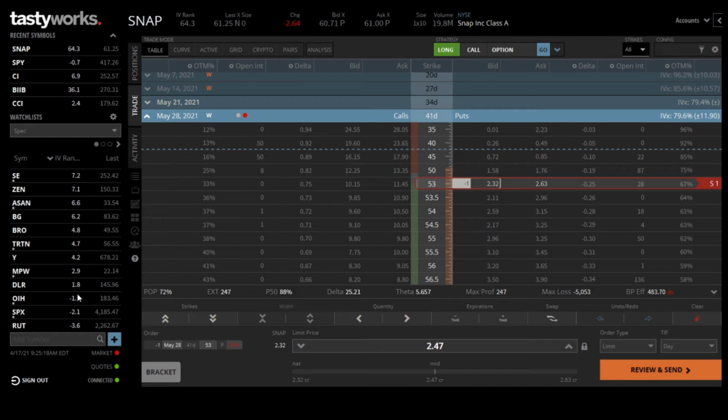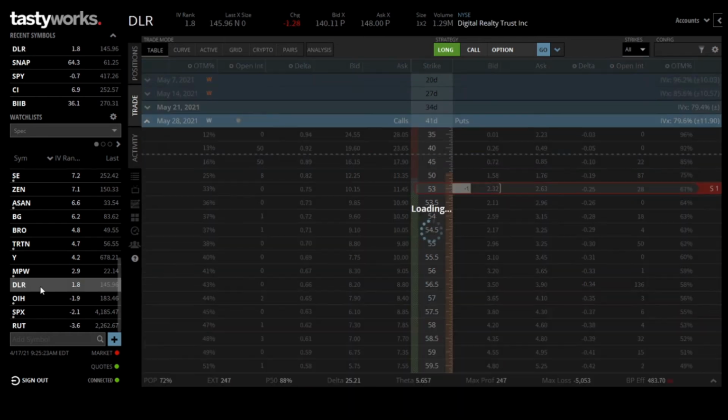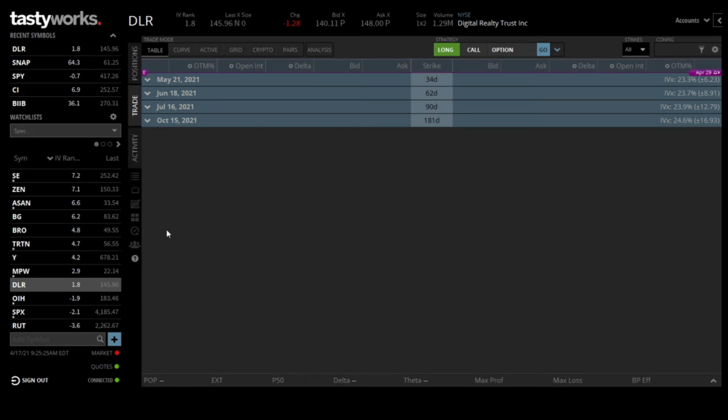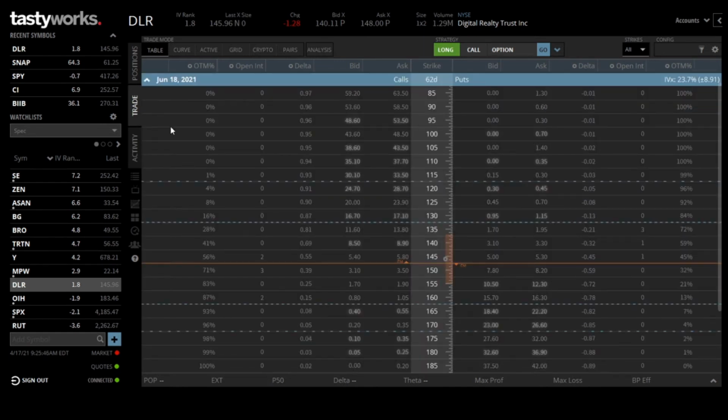We're on the flip side where right now it's so low. So let's take a look at DLR. If you don't know what they do, they're sort of like a real estate investment trust, but for, I believe, servers, where big tech companies started their data. So it's a pretty interesting business.